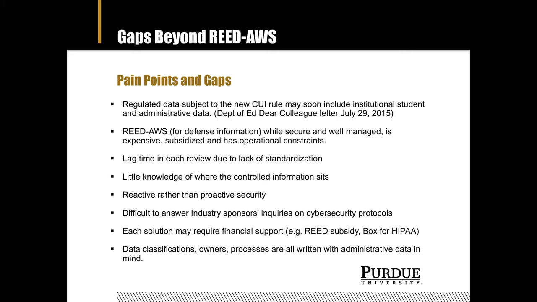So in the course of doing all this, we noticed a number of pain points and potential gaps around the university. Our export control office is very mindful that regulated data subject to CUI may at some point include things that are not research. Student data, administrative data may be treated as CUI at some point, and certainly other sponsored research fields. Agriculture, for example, is one that's in the CUI register and is something that we might need to be aware of. The Read AWS for defense information, which is the main use case to date, is secure and well-managed, but it's expensive. The VPR and the CIO had to subsidize it, and it's hard to operate.